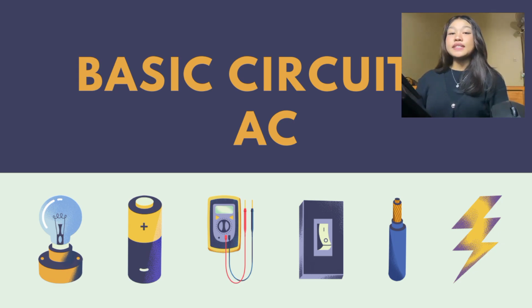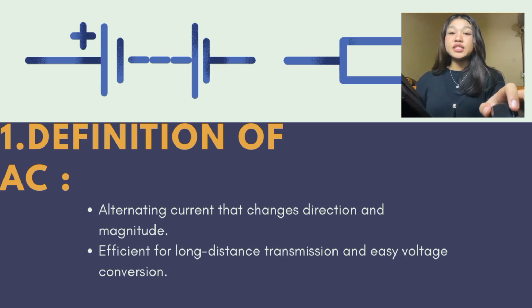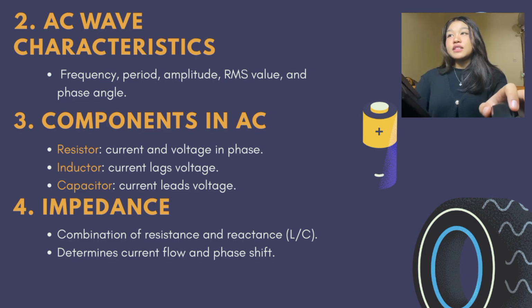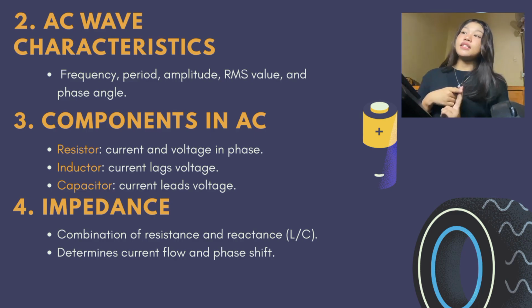Here I will explain the chapter Basic Circuit AC. Point 1. Definition of AC: alternating current that changes direction and magnitude, efficient for long distance transmission and AC voltage conversion. Point 2. AC wave characteristics: frequency, period, amplitude, RMS value, and phase angle.